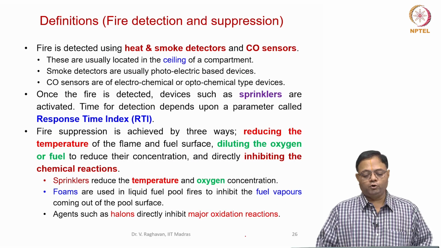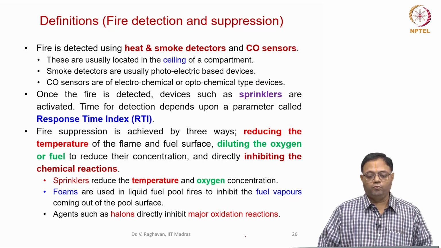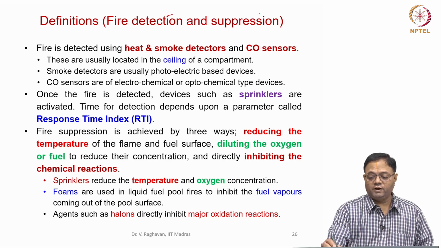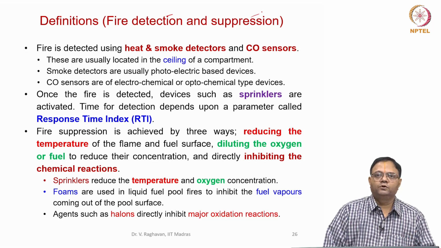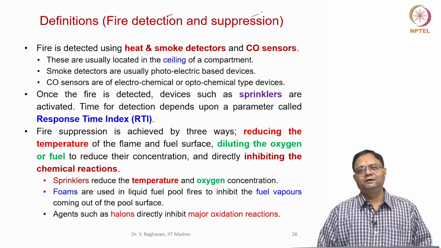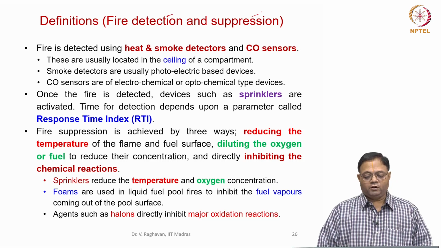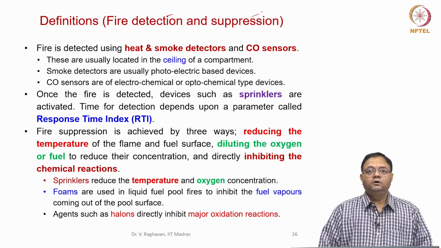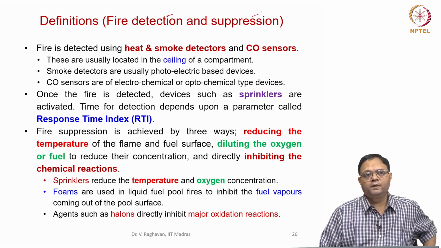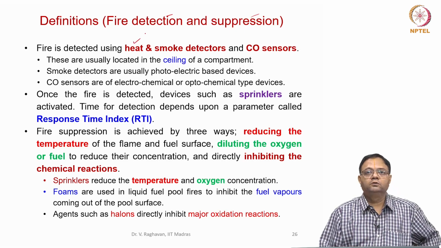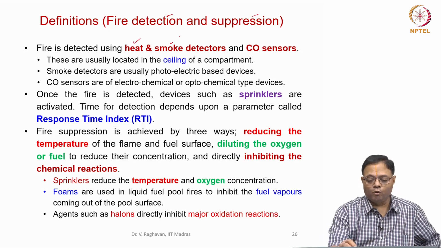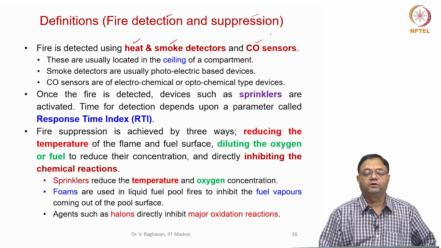So, now we will move on to definitions related to fire detection and fire suppression. When there is a fire, the first thing is we have to detect the fire as soon as possible. For that we have three types of sensors. One is the heat sensor, the second one is the smoke sensor, and the third one is the CO sensor.